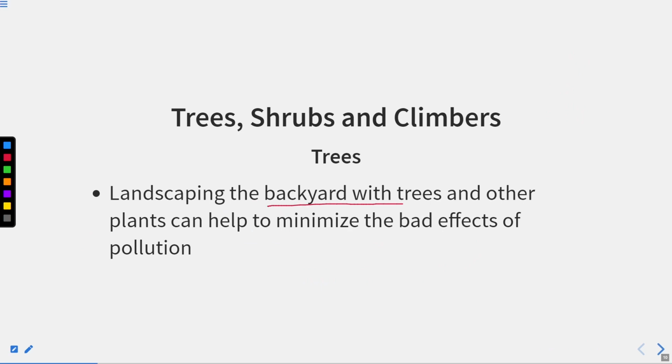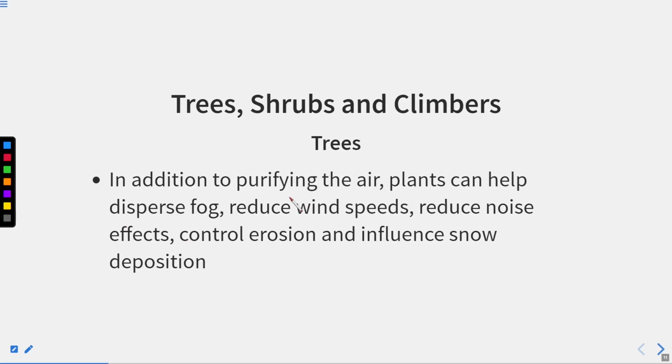Landscaping the backyard with trees and other plants can help to minimize the bad effect of pollution. Yes, they add beauty to the landscaping, but also the backyard with trees and other plants can help to minimize the bad effect of pollution. Yes, they lower down the effect of pollution. So if we plant more and more trees, our pollution will decline.